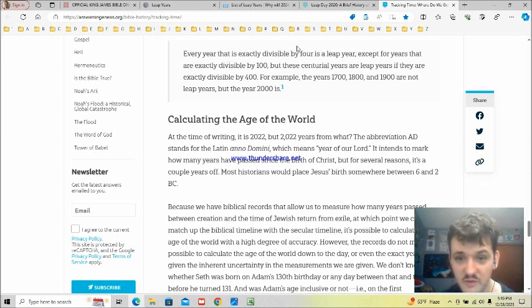Every year divisible by 4 is a leap year, except years that are divisible by 100. However, those century years are leap years if they are divisible by 400. For example, the years 1700, 1800, and 1900 are not leap years, but 2000 is.